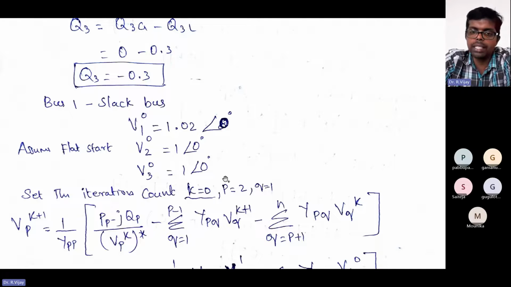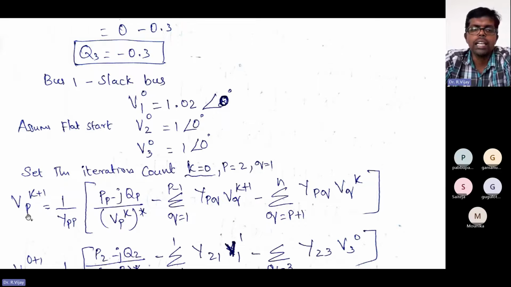bus, say for example P is equal to 1, means the first bus voltage value is already given in the problem. That is 1.02 at the angle of 0 degrees. So no doubt. Here P is equal to 2 and Q is equal to 1. This is the formula we have seen from the algorithm.